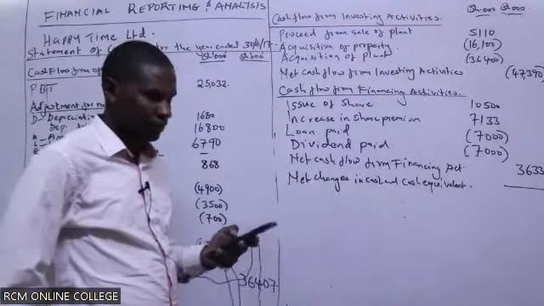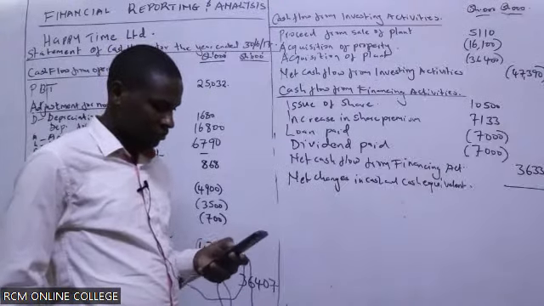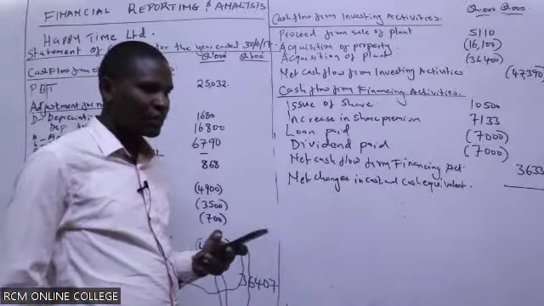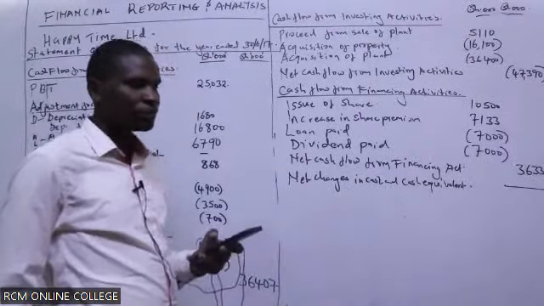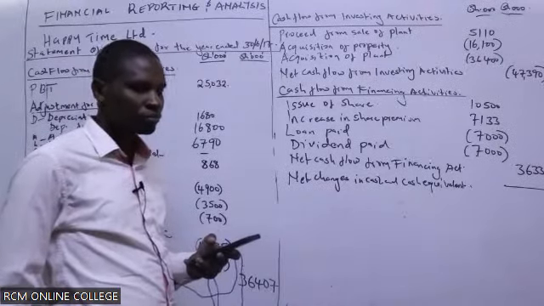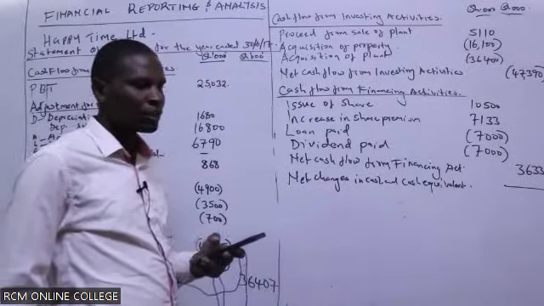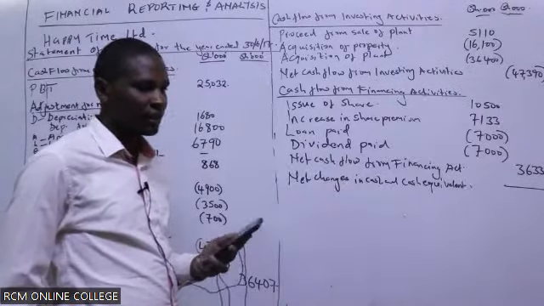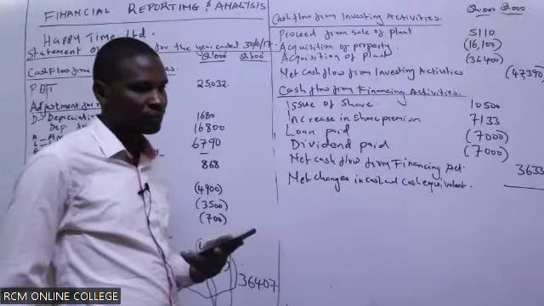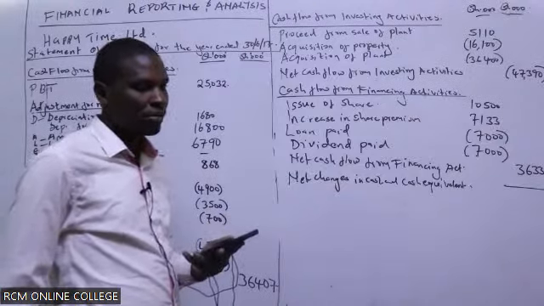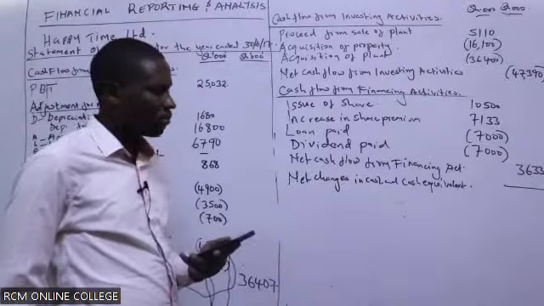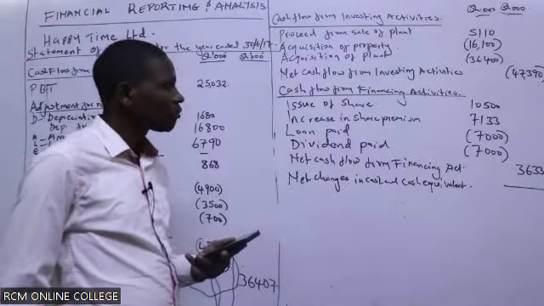Okay. People are getting 7350, everyone is getting 7350, which is a negative, right? Negative 7350. Everyone is getting that.